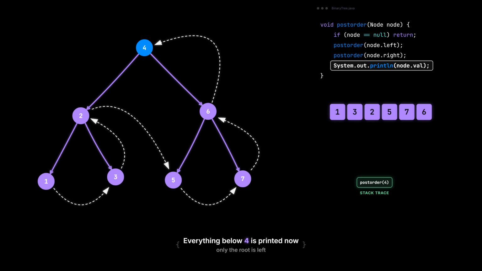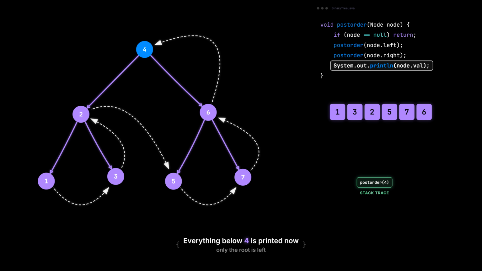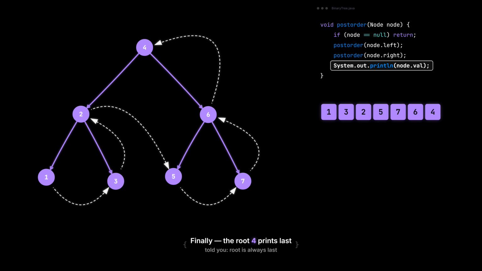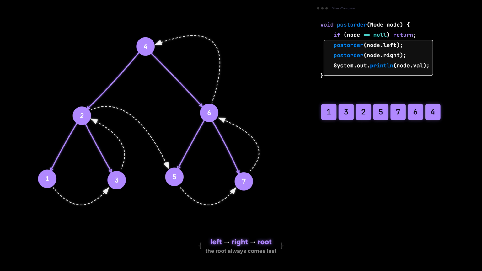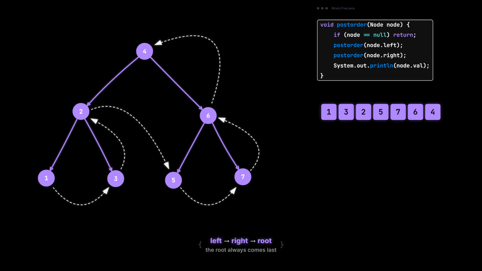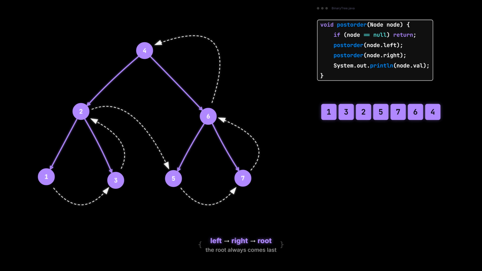Now everything below is printed. Only the root 4 is left. And finally 4 prints. See, the root always comes last. So remember, left, then right, then root. Root comes last every single time.